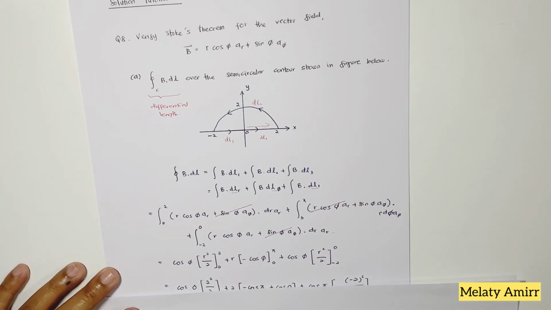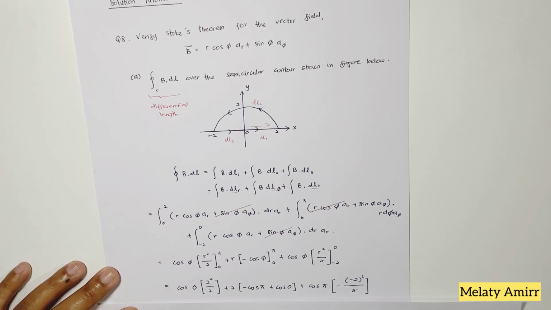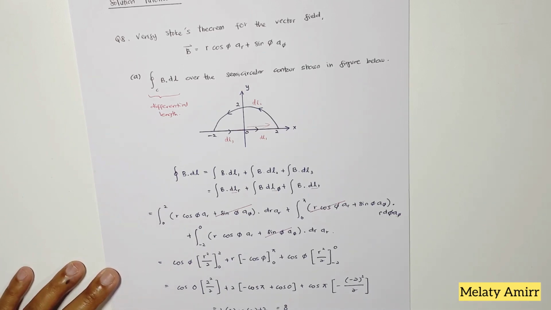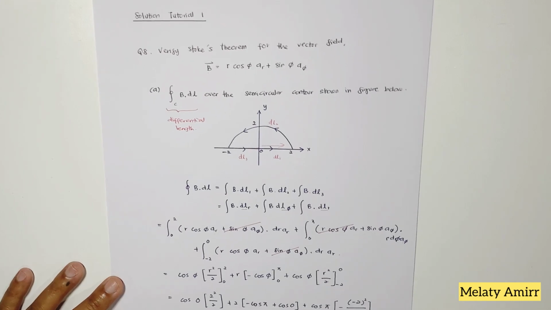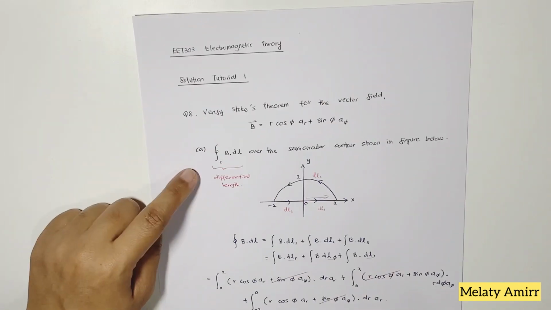And then substitute the value of r and the value of phi. Okay, substitute. You will get the answer, which is 8. This is for question 8A.